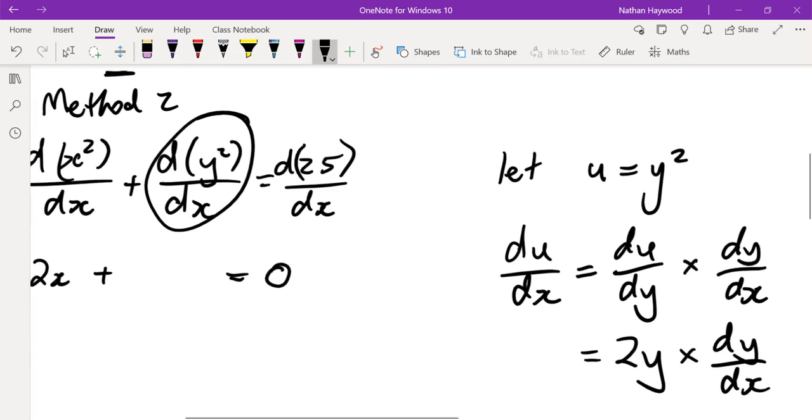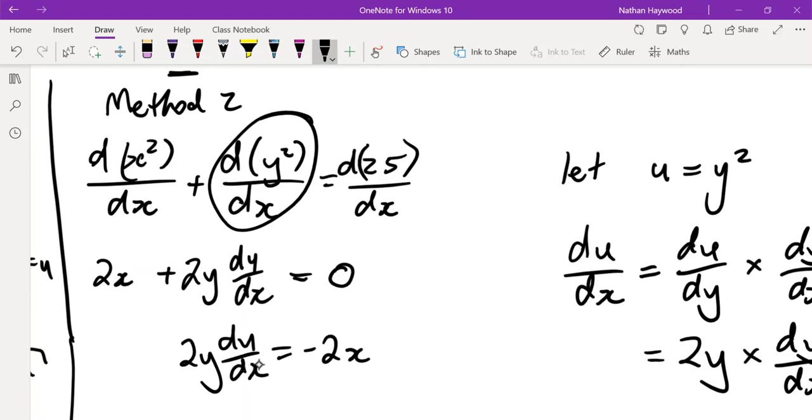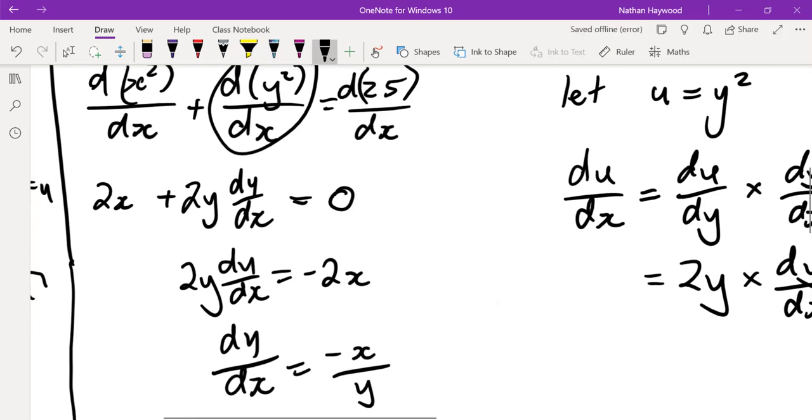So now we can sub that in, 2y dy/dx, and we can rearrange this to get dy/dx by itself. Bring the negative 2x over, and then divide by 2y. So you're left with negative x over y.